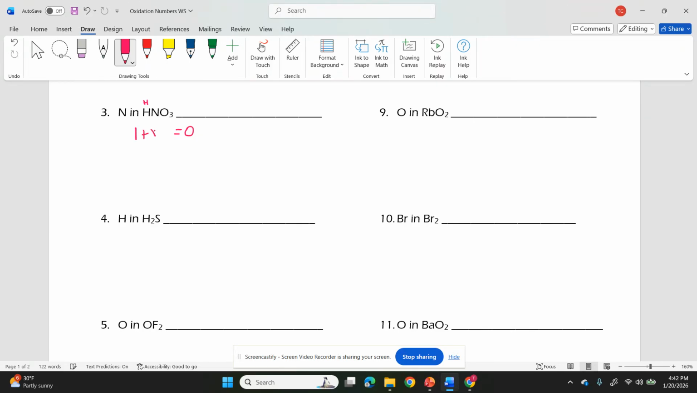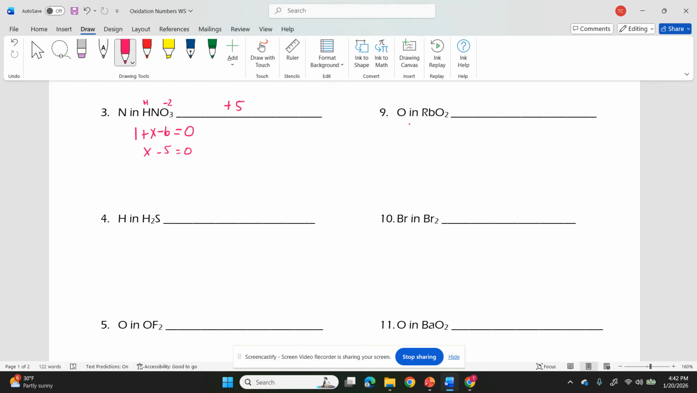We do not know what nitrogen is. And then oxygen is a -2, and none of these are exceptions. So we actually have 3 of them at a -2, which gets me a -6 here. Now here, if I combine like terms, x minus 5 equals 0, and then what we can do is add 5 to the other side, which is how I get a +5 as my answer for number 3.